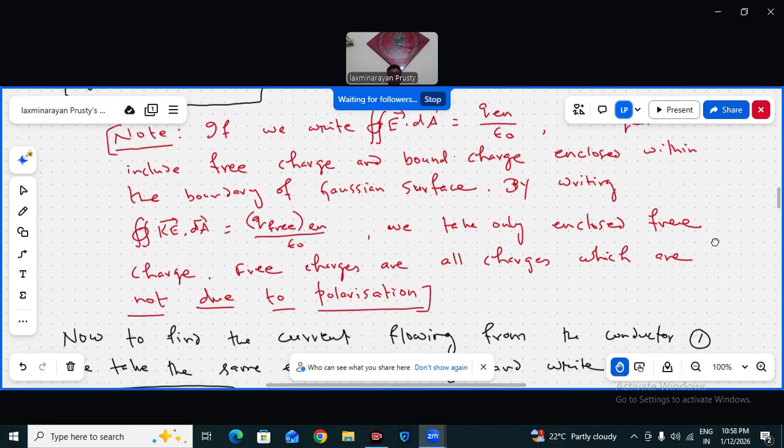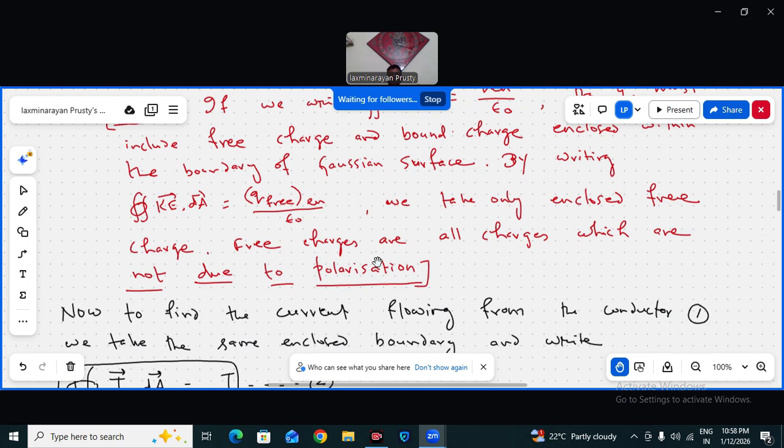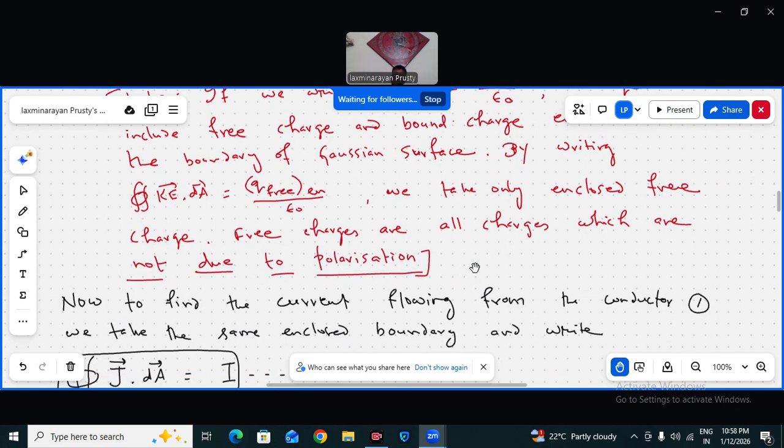We take only enclosed free charges. The free charges are all charges which are not due to polarization. That's all. You can embed some outside charge, or you can give some charge. A battery can supply some charge. All these are free charges.